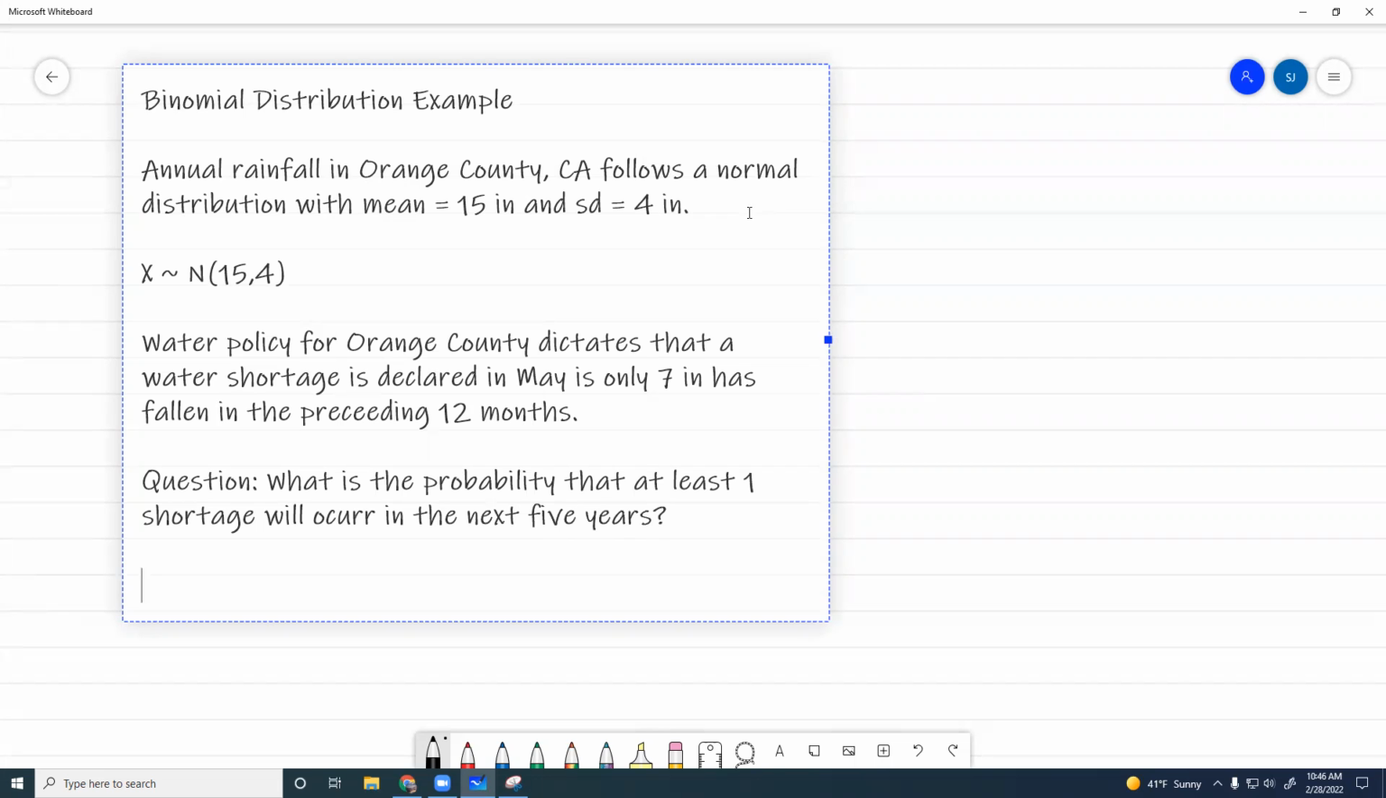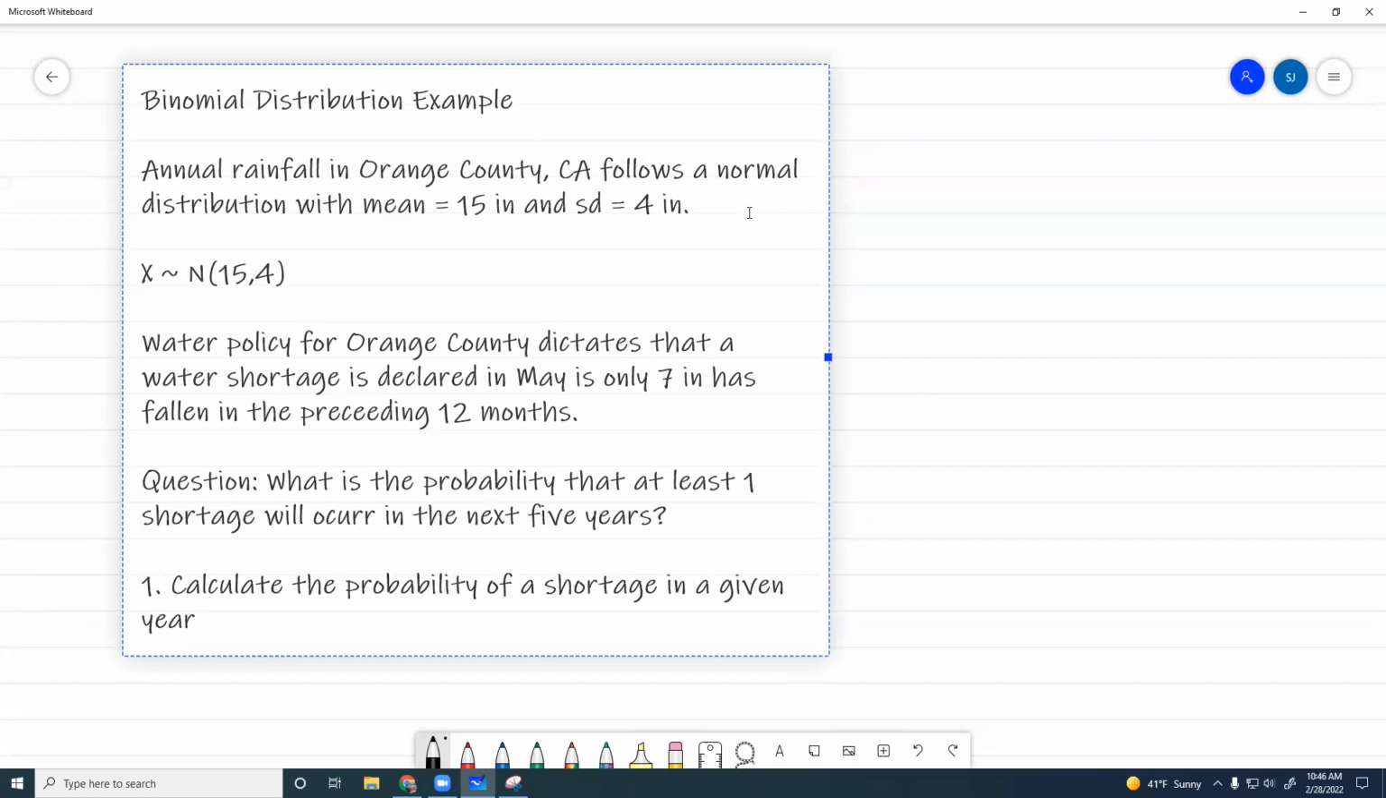So there's 2 parts to this question. The first part is we want to calculate the probability that we have a shortage in a given year. What's that probability? How would we write that out? Take a second to think about that.